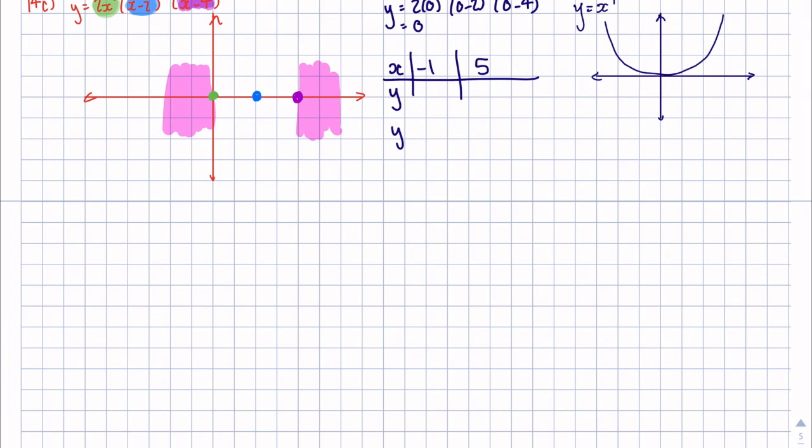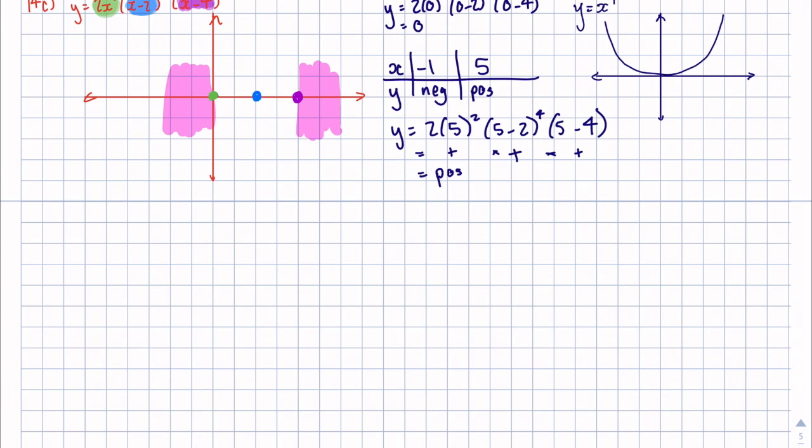So if we have y equals 2 times -1 squared, (-1 − 2) to the 4, (-1 − 4), well this is a positive times a positive times the negative, so it's going to be negative. Okay, if instead of -1, we have 5, what do we get? 5 squared, (5 − 2) to the 4, (5 − 4), we've got a positive times a positive, positive times a positive, it's positive.